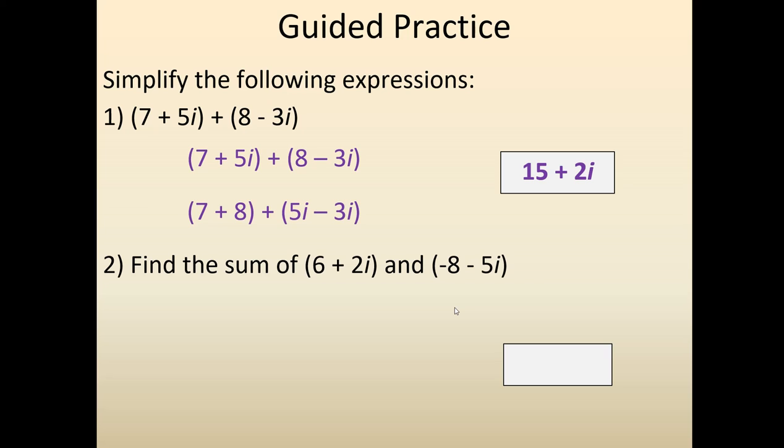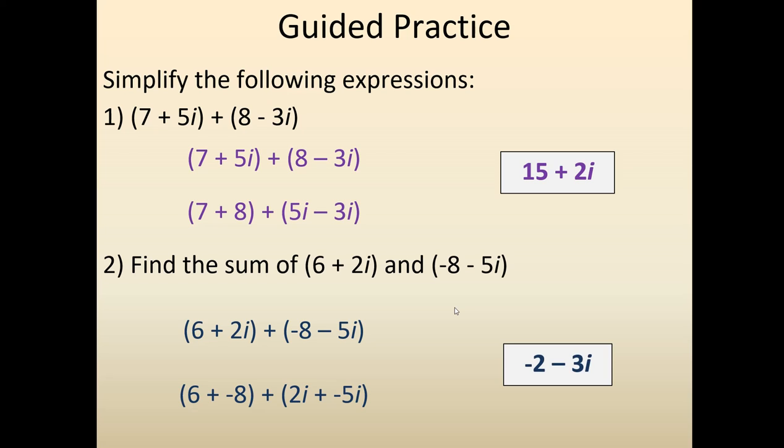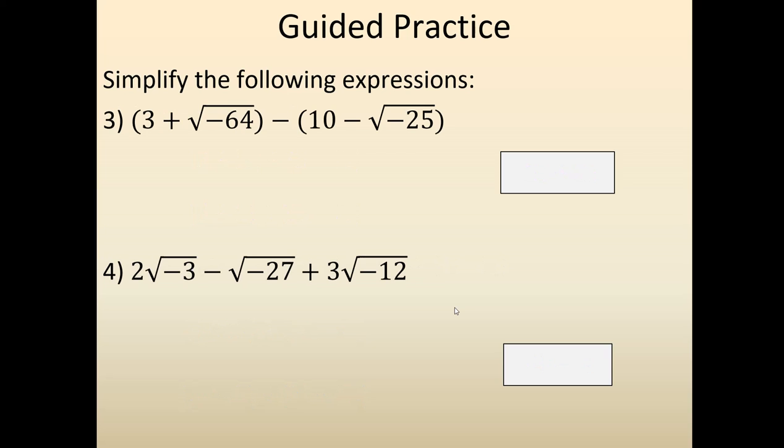For number 2, we're going to combine those two terms. So 6 plus 2i plus negative 8 minus 5i. Combine the 6 and the negative 8, and 2 minus 5 is the other term. 6 plus negative 8 is negative 2. And 2 plus negative 5 is negative 3. All right. Here's the next step. Pause video, work it yourself, and we'll go over it in a second.